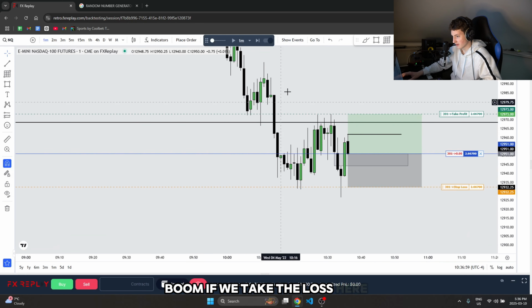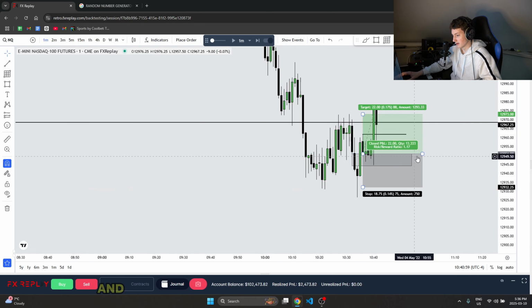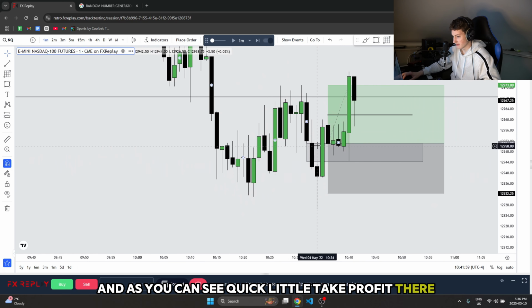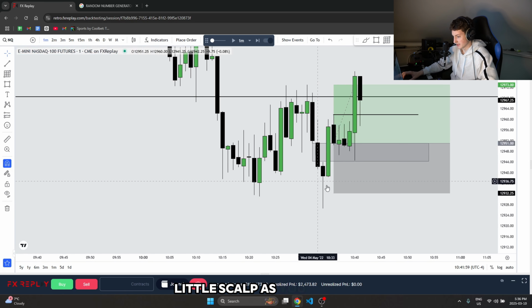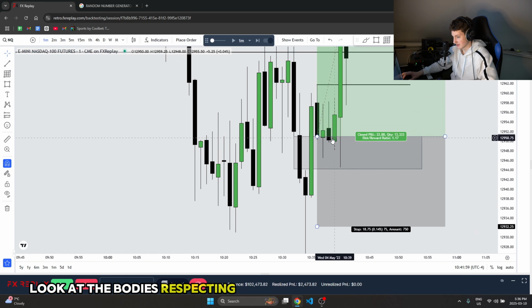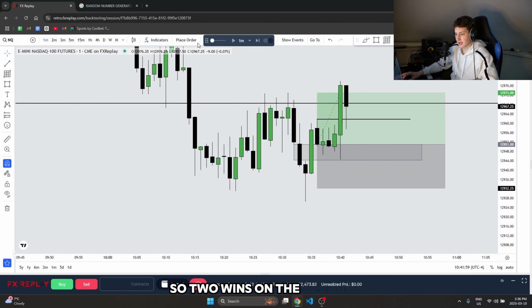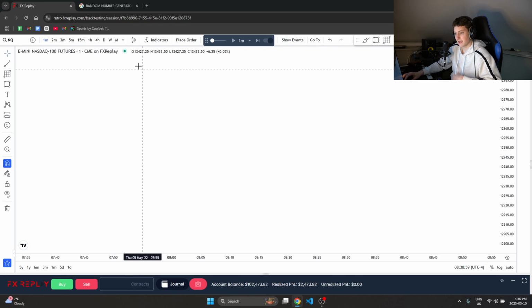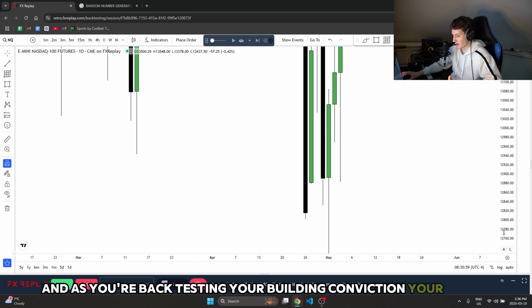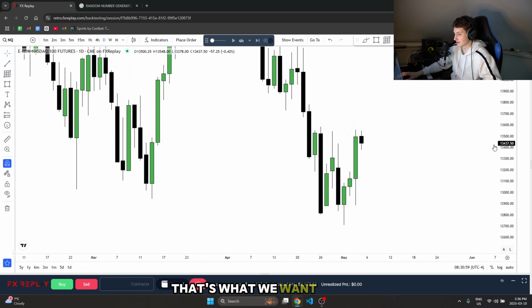If we take the loss here, that's okay. And as you can see, quick little take profit there, little scalp. As you can see, look at the bodies respecting this inversion gap right here. Brilliant. So 2 wins on the account now. Go to next day open. You know, as you're backtesting, you're building conviction in your model, you're seeing that it works, right? That's what we want to see.